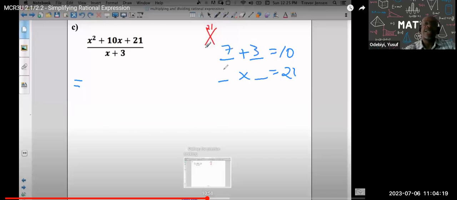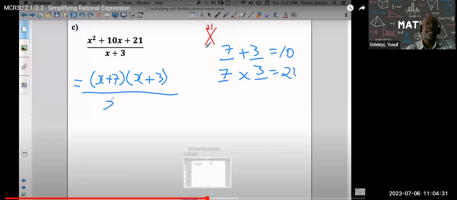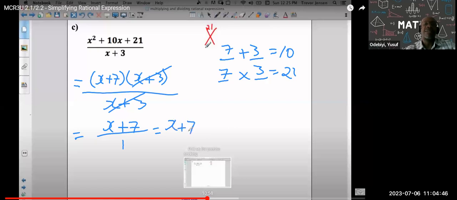7, 3, 7, 3. Okay, so my numerator is going to be x plus 7 bracket x plus 3, divided by x plus 3. Well, you know what? I can cancel out my x plus 3's, and then I'm left with x plus 7 over 1, because that's gone, but it's actually just equal to x plus 7.